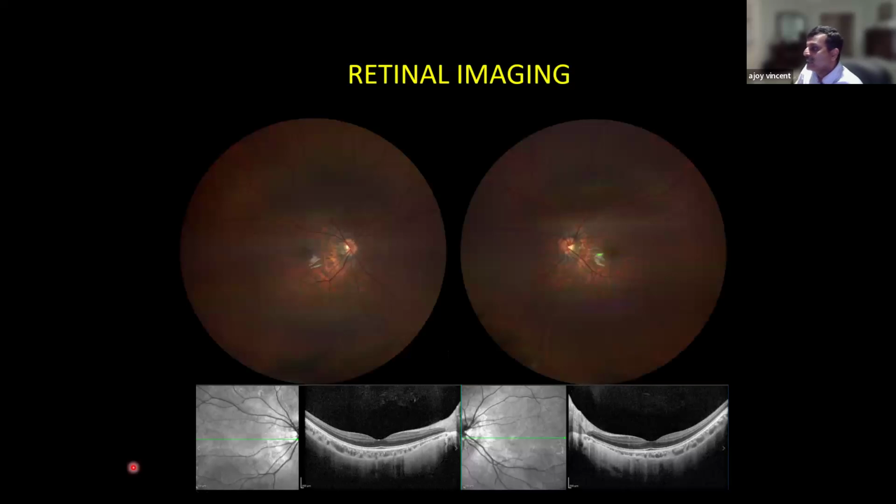So here are the fundus images. Other than for tessellation and some myopic changes, the fundus is otherwise rather unremarkable. The OCT retinal lamination is all right. There is some posterior staphyloma.